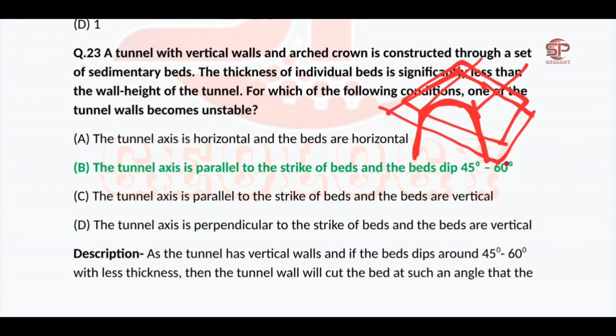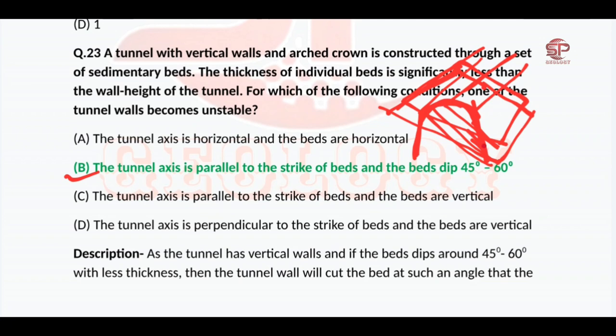In this case, they will cut all the vertical wall of the tunnel. So the vertical wall will be completely, you can say, unstable in this condition. So that's why the answer will be the tunnel axis is parallel to the strike of the bed and the bed dips 45 degrees to 60 degrees. So this is the tunnel axis, this is the strike of the bed, they are parallel to each other, and it will intersect the tunnel wall like this.